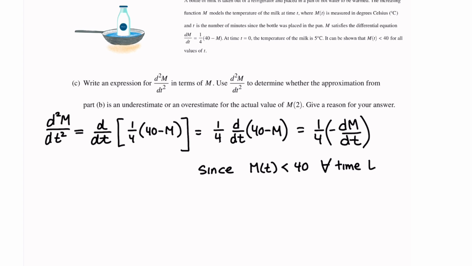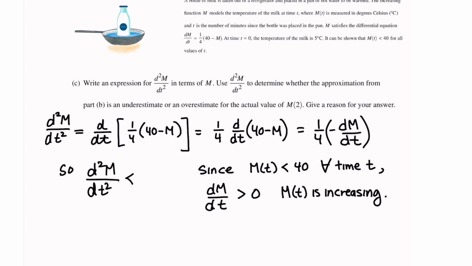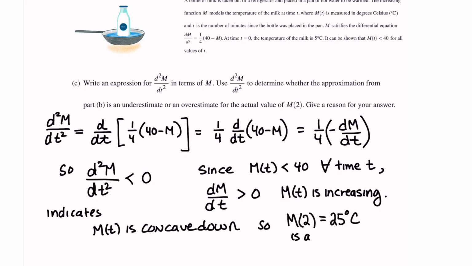Gathering some information from our problem, since m of t is always less than 40 at all times t, dm/dt is greater than 0, and we can also note that they tell us that m of t is an increasing function, all things that our graph would agree with. So d²m/dt², or the second derivative, is negative, therefore it is less than 0. This indicates that our function is concave down. It is increasing at a decreasing rate. So that makes m of 2 equals 25 degrees an overestimate.